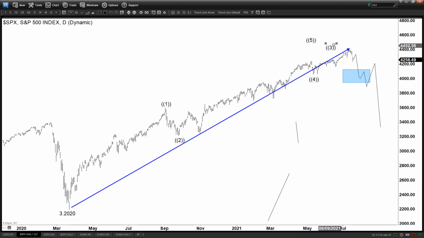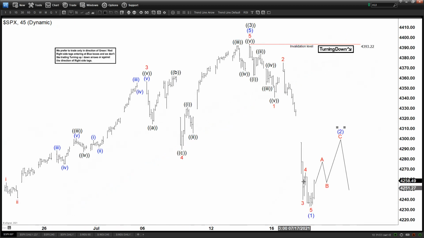So this is what we are calling. But it doesn't matter, like I said, whether your view is we're going to have one more push higher, or whether your view is we have ended the wave 5. It doesn't matter. In the shorter cycle, we should see more sell-off as long as the rally fails below 43.93 right here. Okay, so that's the update that we have for today.